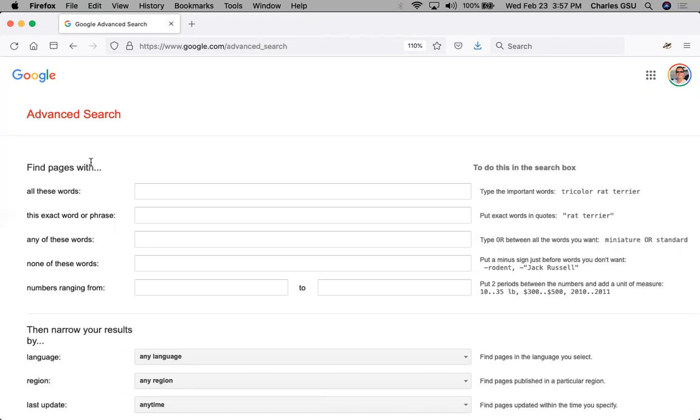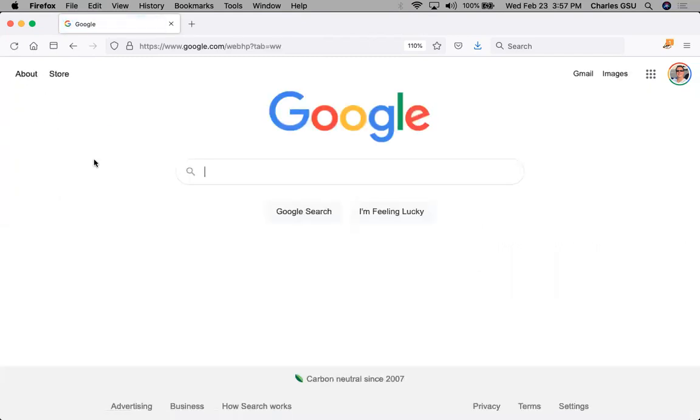Anyhow, so this is the advanced search page. If we go to the regular search page, most of you are familiar with the single search field, the basic search.